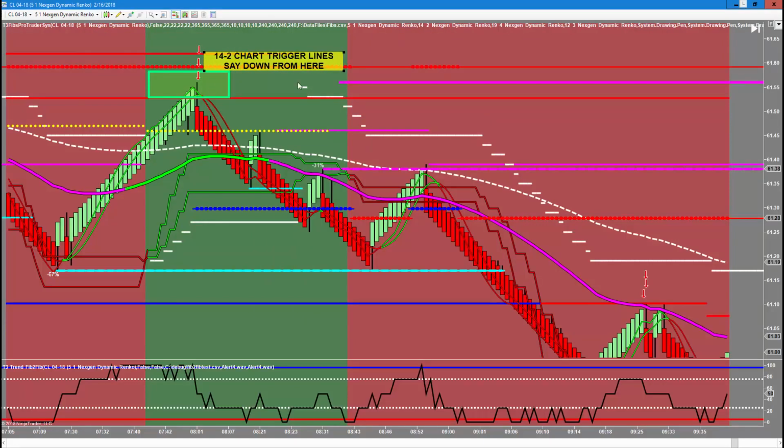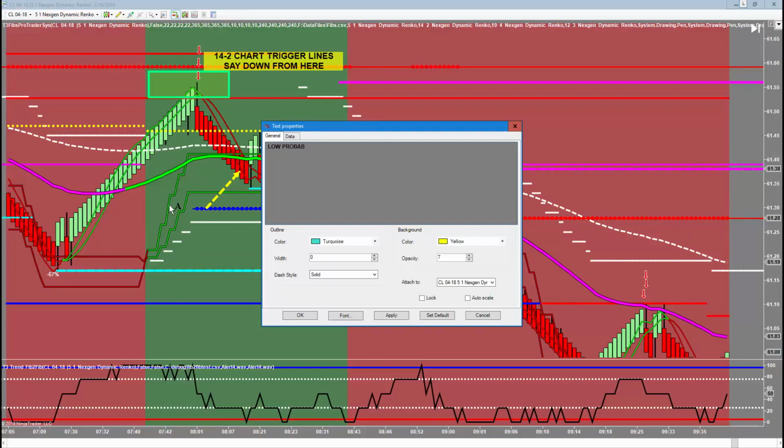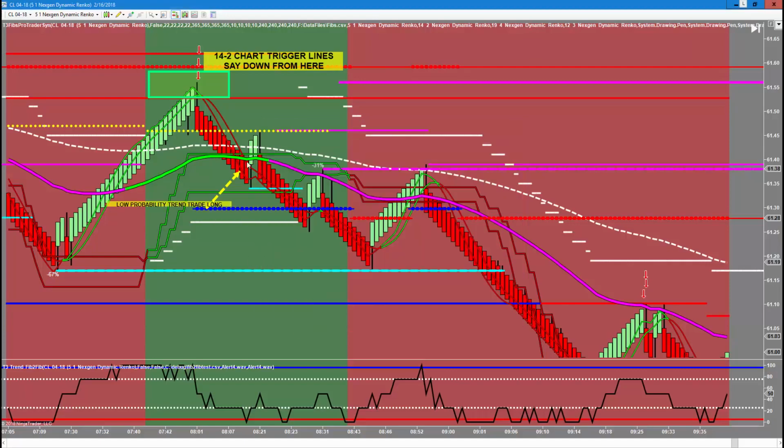So what does that mean for you as a trader? Well, if you're not a counter trend trader, it doesn't mean anything. If you're a trend trade trader, you say, hey, low probability trend trade long. And you avoid, hopefully avoid, taking a loss just because your trigger lines are crossed up on your 14-2 chart.